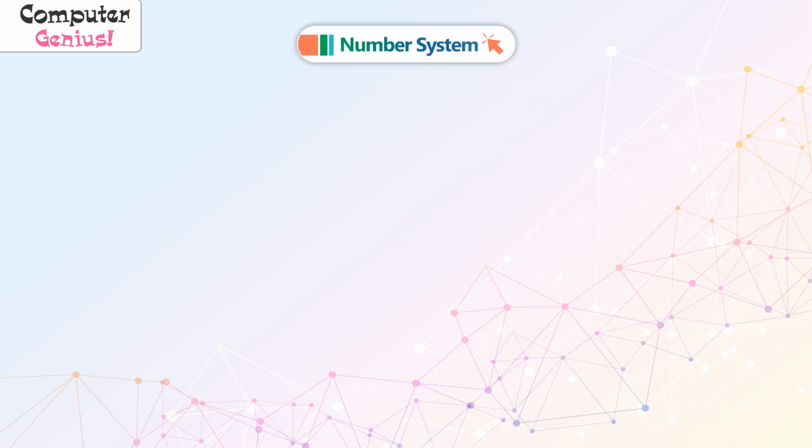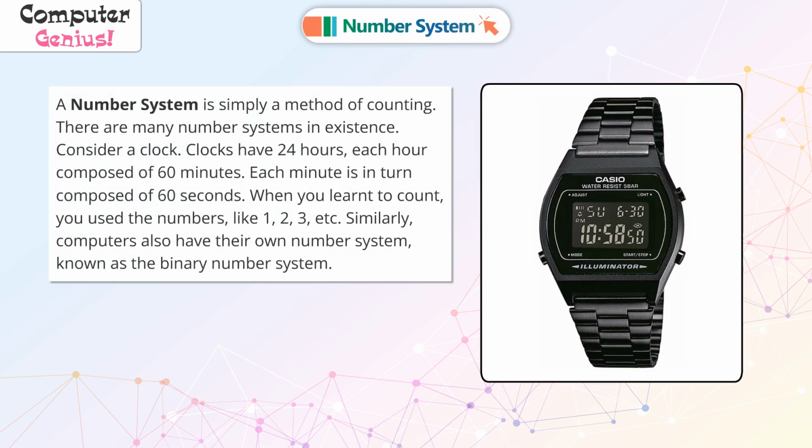Number system. A number system is simply a method of counting. There are many number systems in existence. Consider a clock. Clocks have 24 hours. Each hour is composed of 60 minutes. Each minute is in turn composed of 60 seconds.